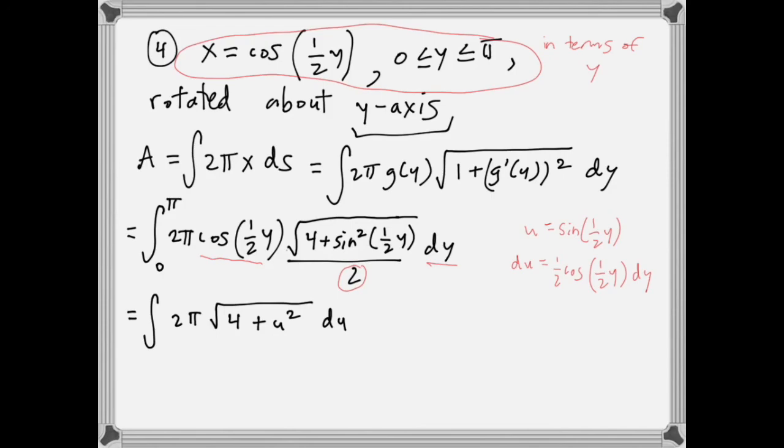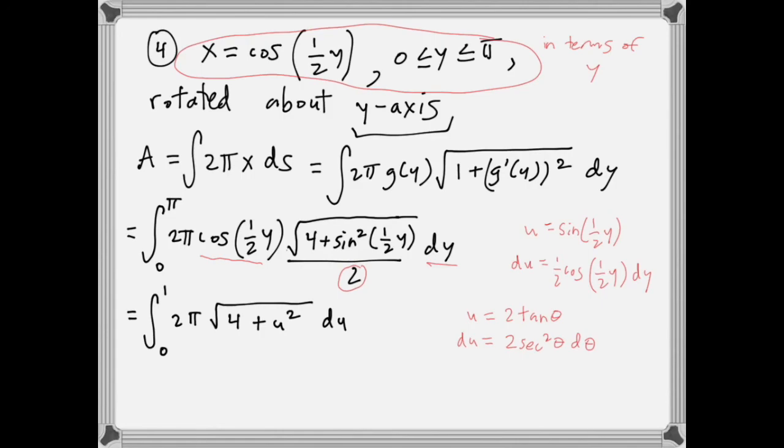And what about my limits of integration? Well, I can plug 0 and pi into my u equation. If I plug in 0, sine of 0 is 0. So this stays as a 0. And if I plug in pi, I get sine of pi over 2 is 1. So this is my new integral that I'm doing. It's looking a little better, but it's still tricky, and so I need to use a trig substitution. So for this one, I'm going to let u equal 2 tan theta, and du is equal to 2 secant squared theta d theta.